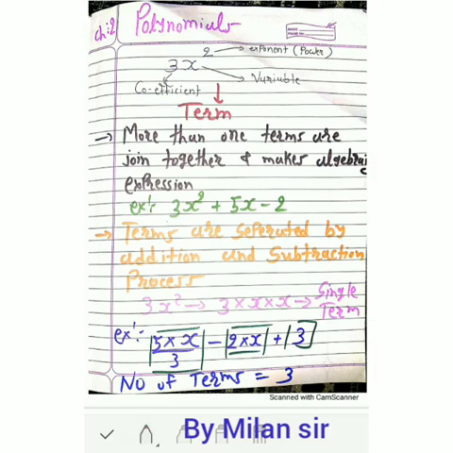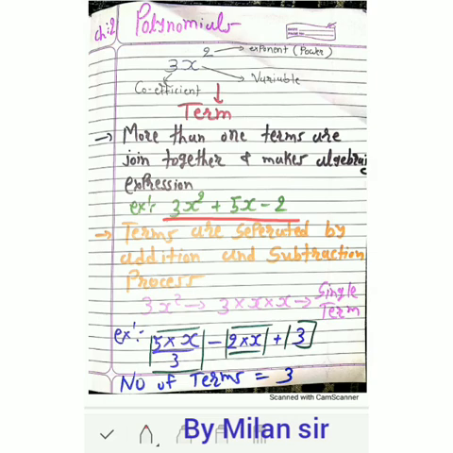Now if we have more than one term, that I am writing here, more than one term joined together makes an algebraic expression. If we combine more than one term, it becomes an expression. I am writing one example here. It is 3x square plus 5x minus 2. It is one type of expression, right?